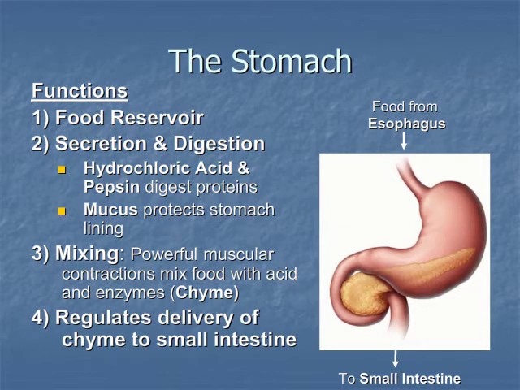So the fourth and very important function of the stomach is to regulate the delivery of this semi-digested chyme to the small intestine. The small intestine's major function is simply absorption of nutrients along with continued digestion. However, it can only accommodate a little bit of food at one time, and so the pyloric sphincter or pylorus is an important valve that helps to regulate the movement of food from the stomach into the first part of the small intestine, which is called the duodenum.